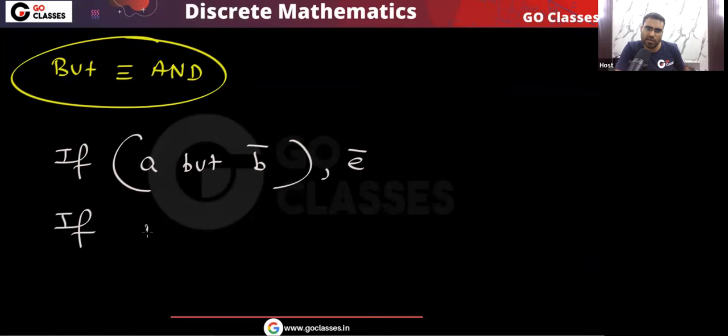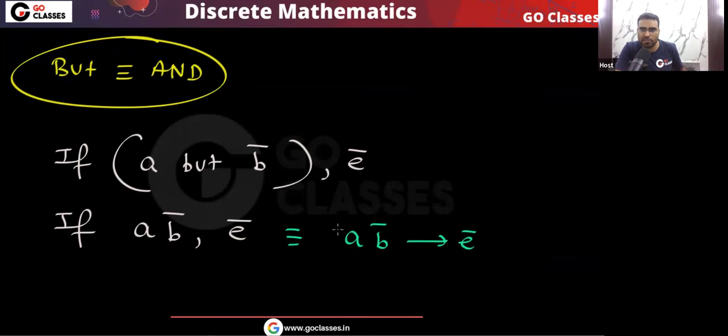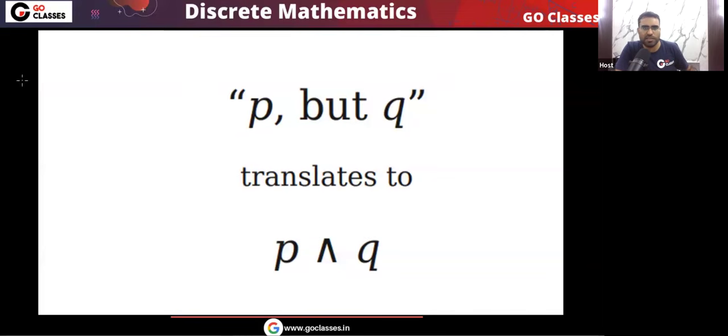So we got A B bar. If A B bar, then E bar. And that is the same as if P then Q, that is P implies Q. So it will be A B bar implies E bar. This is your answer. Did you get this? Very simple, right? Remember, P but Q is the same as P and Q.